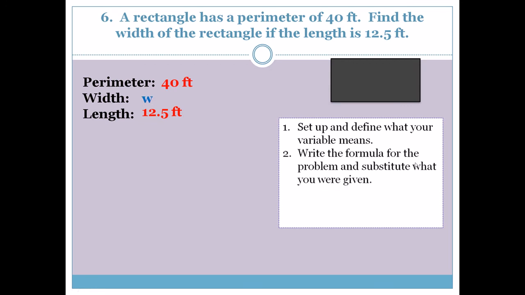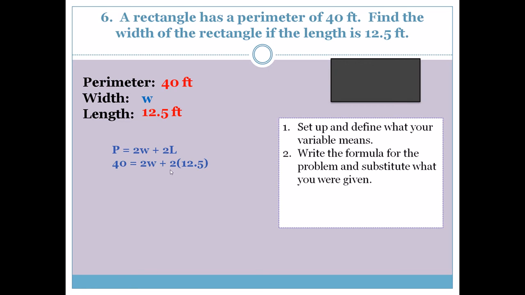So write the formula for the problem and substitute what you were given. So what's the formula for perimeter? Well, perimeter means I have to add 2 widths, because there's 2 widths, and 2 lengths, because there's 2 lengths on a rectangle. So perimeter is 2 W's plus 2 L's. Now let's substitute what we were given. So they gave me a perimeter of 40, so I'm going to put my 40 in for P. 2W, because I don't know what the W is. 2 times L, so 2 times 12.5.